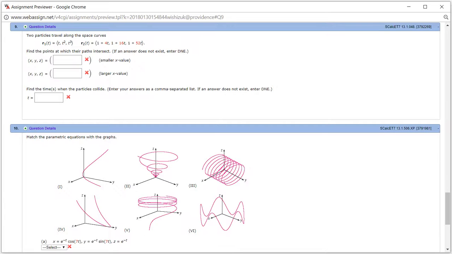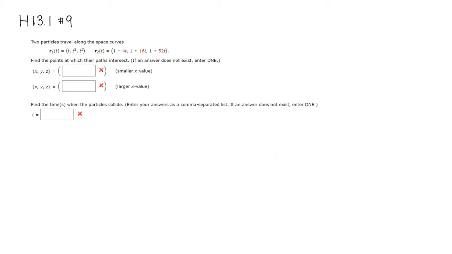All right, let's look at homework 13.1, problem number 9. We have two curves given, and we want to find the point of intersection first. So let's do that. The first curve is r1. r1 of t is equal to t comma t squared comma t cubed.